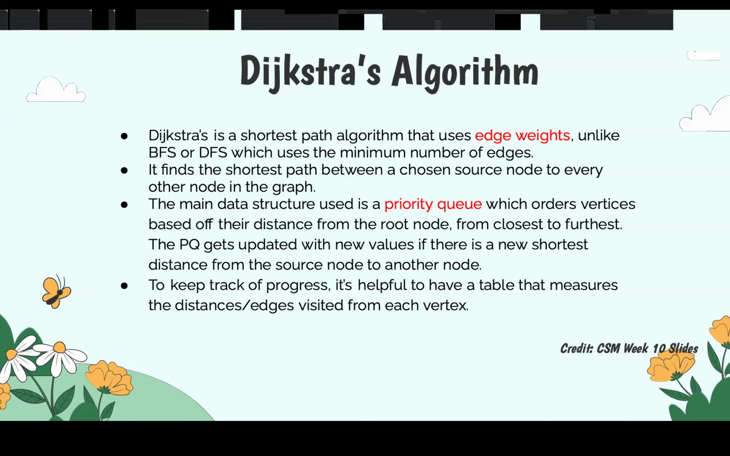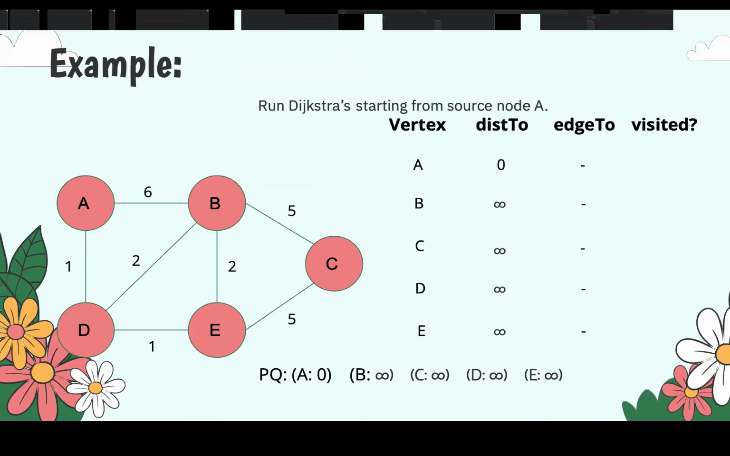And to keep track of progress, it is helpful to have a table that measures the distances and edges visited from each vertex. I think this will make more sense in an example. So let's run an example of Dijkstra's, starting from source node A. We have our graph here, and we see that we have our priority queue. All of the distances automatically start with infinity, so they're infinity away from the source node, but we've gone one step ahead and changed the distance from A to itself to be 0. So now we know that the object with the least distance to A is A, so we can tackle it first and remove it from the priority queue.